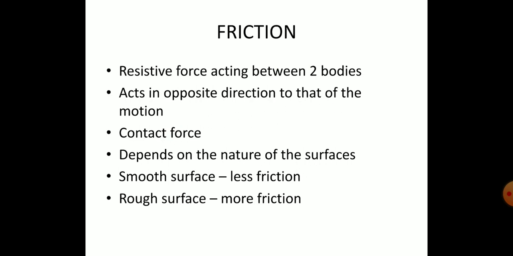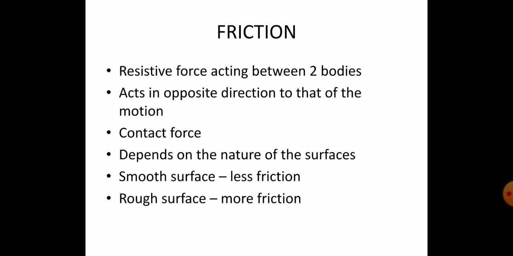Now the friction will act in the opposite direction of the motion. If you're pushing the table in one direction, the friction will be acting in the opposite direction. Friction is a contact force because there is contact between the two surfaces. It depends on the nature of the surfaces. If the surface is smooth, you will have less friction. If you have a rough surface, you have more friction.